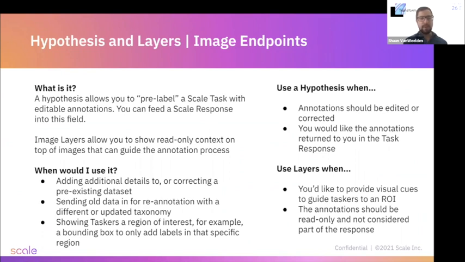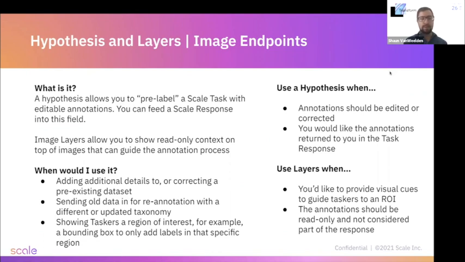And they show read-only context on top of images that can guide the annotation process. Moving over to the right side of the slide, we'll want to use a hypothesis when we should be editing or correcting annotations, and when you want those annotations back as part of your task response, just like any other annotation. We'll want to use layers when you want to provide visual cues to guide taskers to a specific region of interest, and you don't want them really part of the response. They're there just to provide that read-only context.